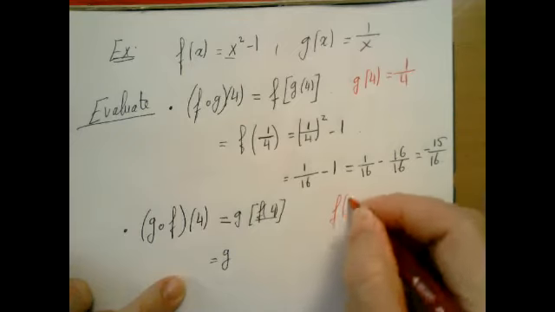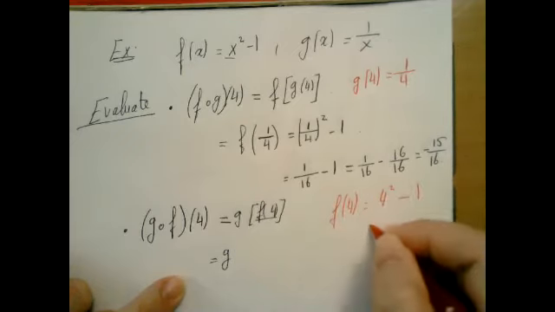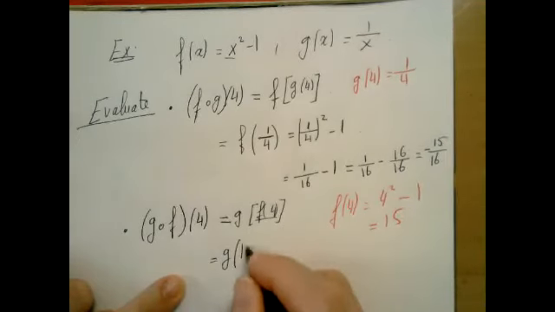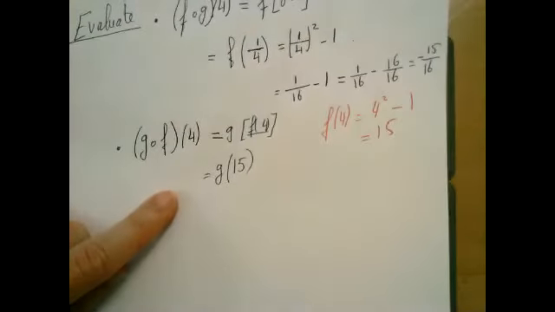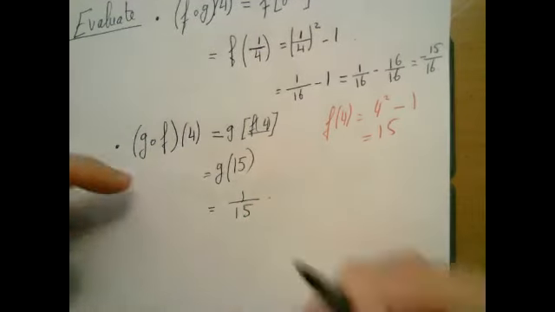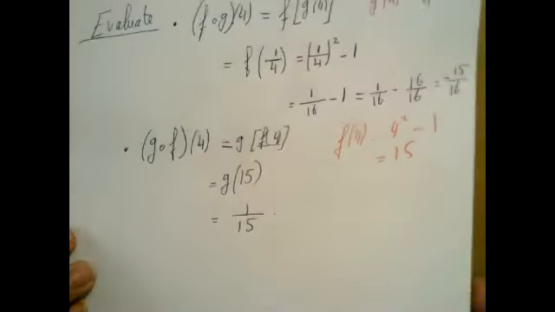What does f do to 4? It squares it and takes away 1. So that's 15, right? Yeah. g of 15. Now what does g do to an input? It takes 1 over it, so 1 over 15. Okay. Now, one more problem and you guys will be ready.